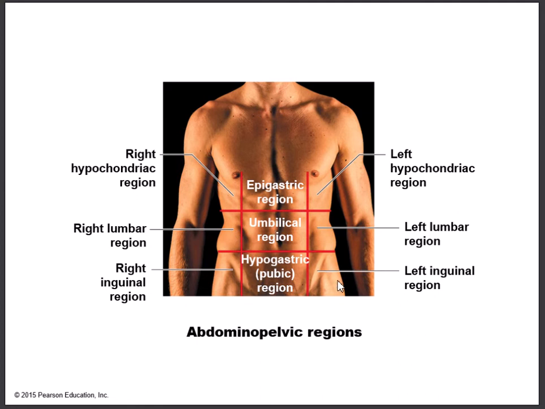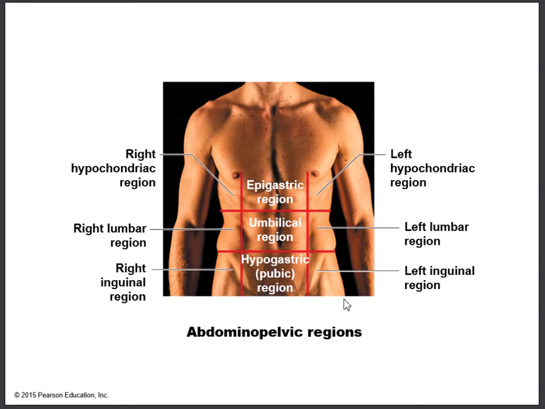The lower 3 regions, this would be the left inguinal. Maybe from the previous lab or the previous video, this was the inguinal region. This would be the right inguinal. And then in the middle, this would be the hypogastric region. Some people call it the pubic region. Since it's the front of the pelvis, it's known as the pubic region.